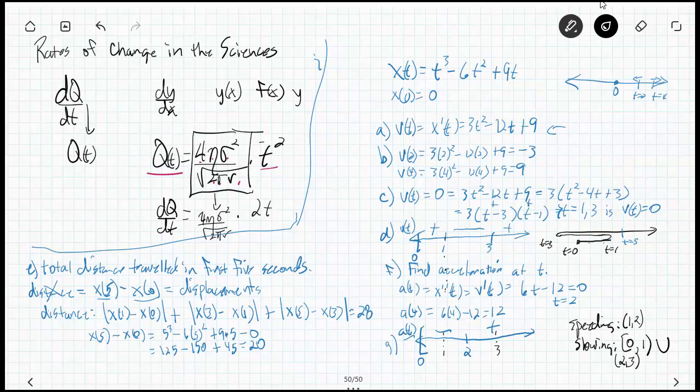And then last but not least, velocity is positive to the right of 3. Acceleration is positive to the right of 3, so I am speeding from 3 to infinity, which is crazy because eventually you're going to break light speed, theoretically. Right? All right. Now, this is an interesting algebraic approach to answering this question.